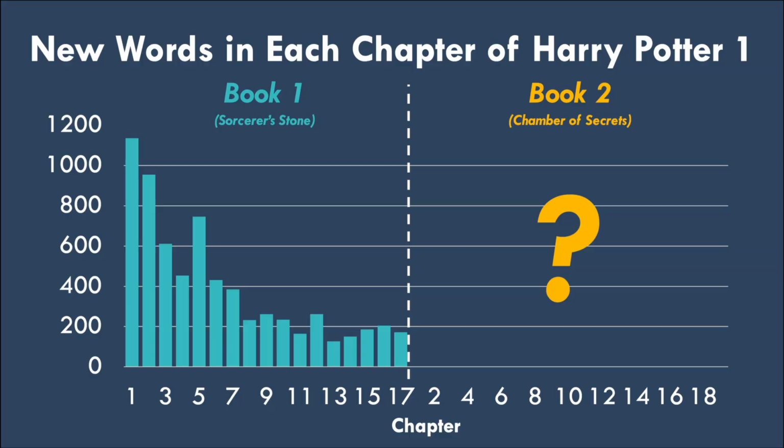Let's say you read and you climb up this mountain for the first Harry Potter book and you finish it. And now you want to move on to the second book in the series. How many new words are there? And then what does this path up the mountain look like?